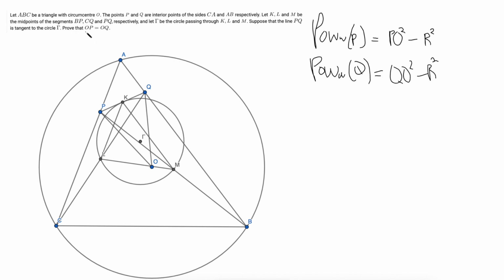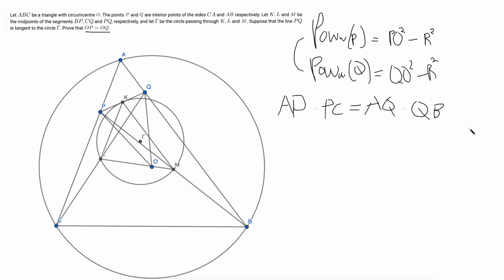So in order for OP to equal OQ, the power of these 2 points must be equal. And this is really important because the power of P and Q can be written in terms of the lengths AC and AB. So we can rewrite the power of P as AP times PC. And that must equal the power of Q, which is equal to AQ times QB. Okay, so now we have an equation to work with.